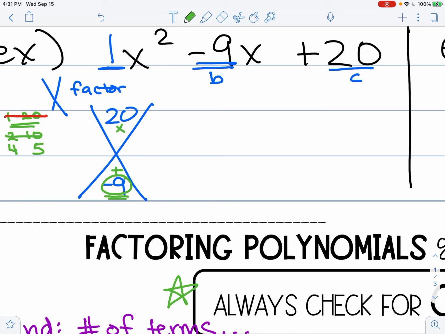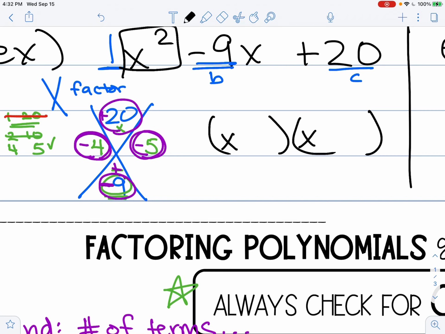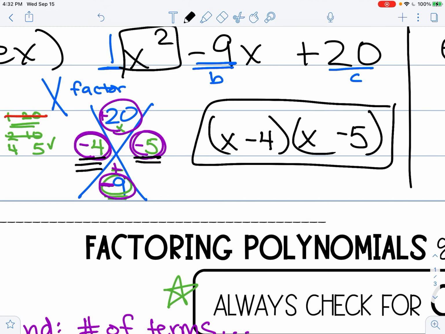So in our factors, we know x squared comes from x times x. And now we're going to put this negative 4 right here, and negative 5 goes right here. And that is our factored form.